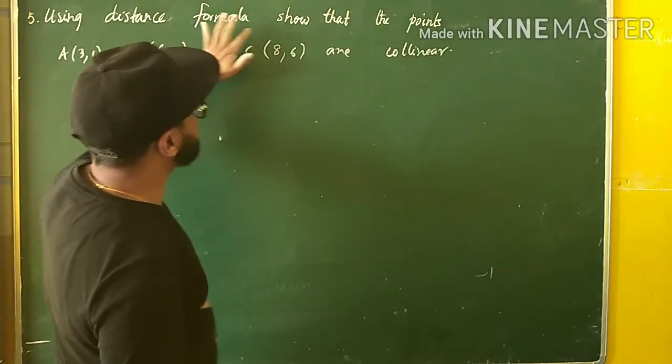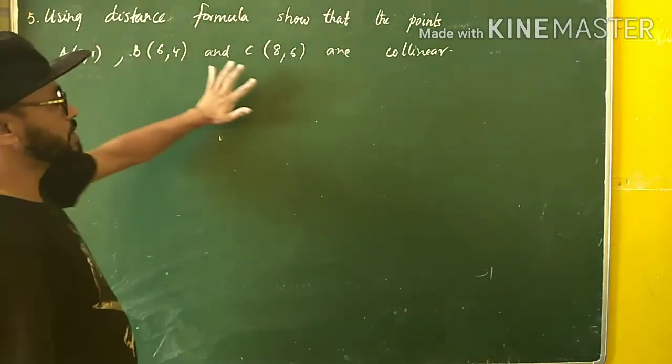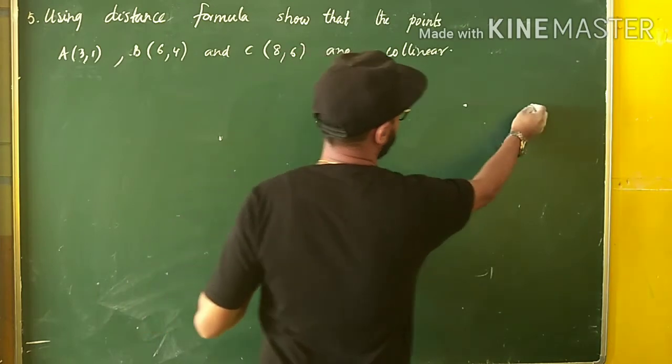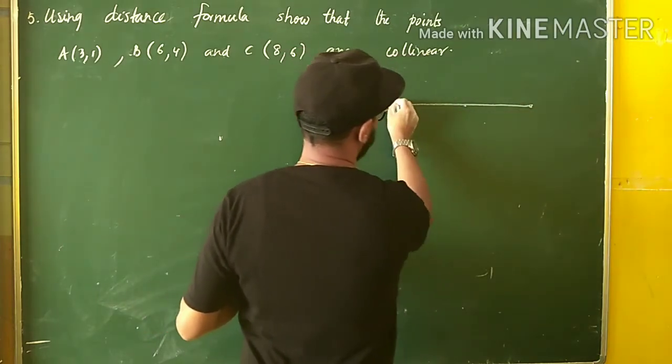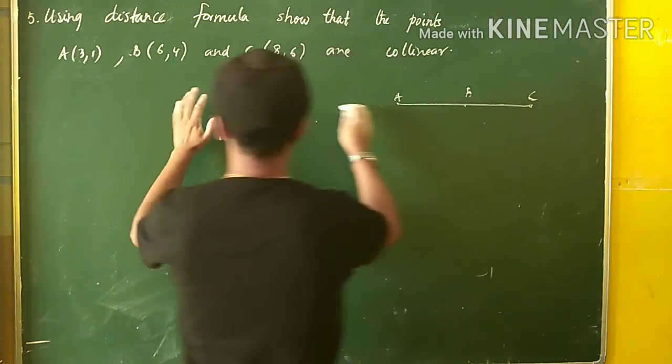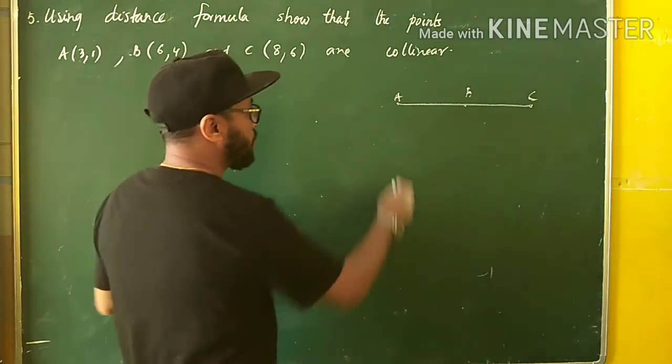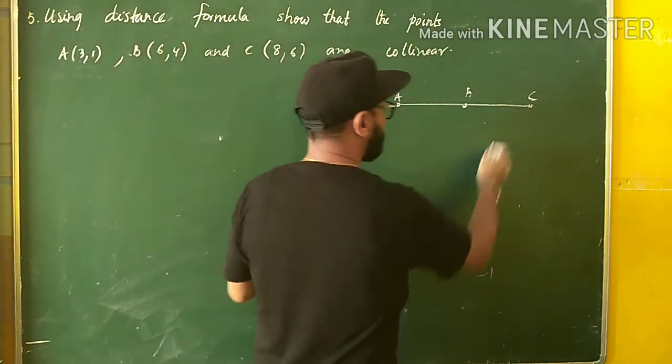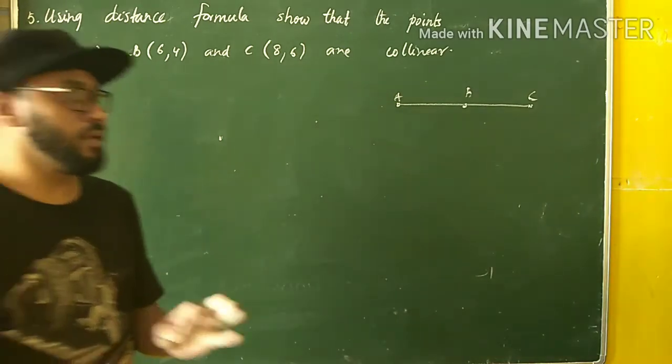Now it says using distance formula, so 3 points are given. So let us take 3 points A, B and C. Now these 3 points are collinear. So collinear means all the points have to lie on the same straight line. That is what collinear means. Now how to prove that?